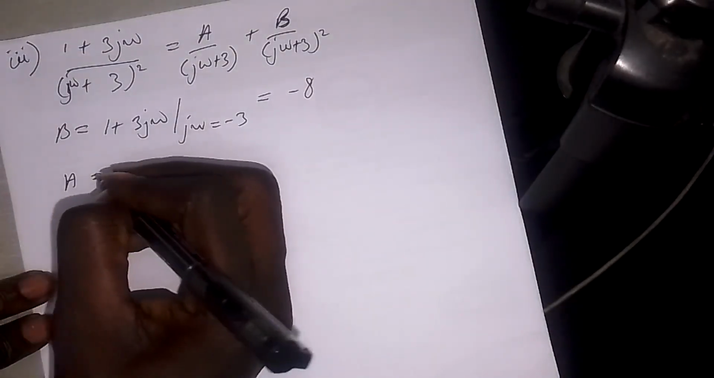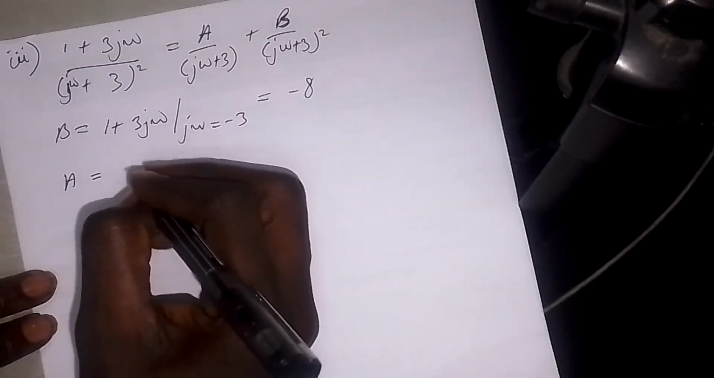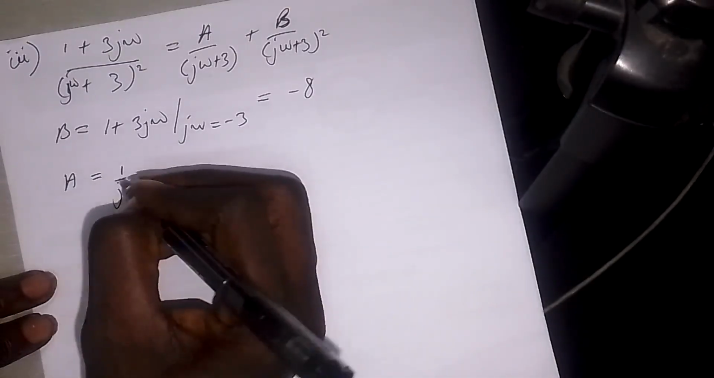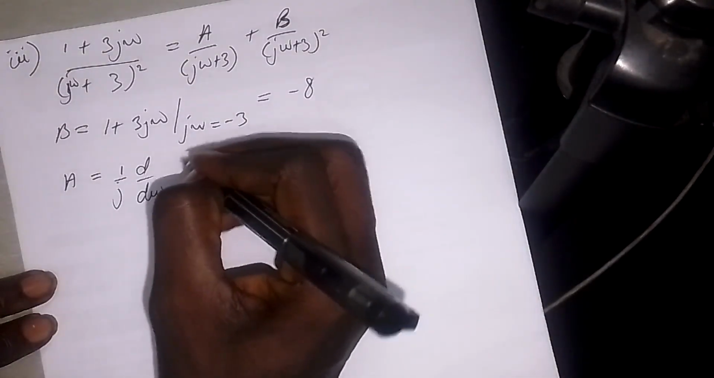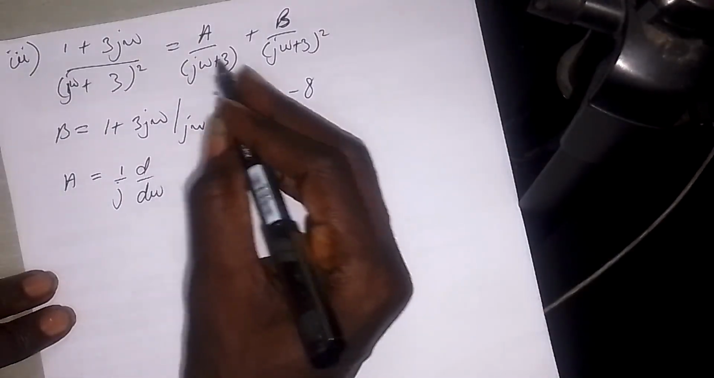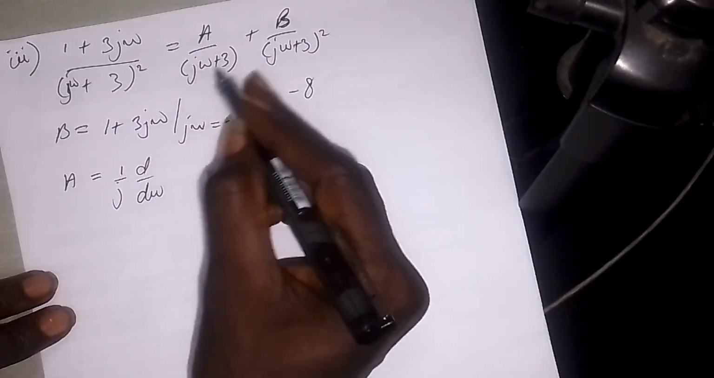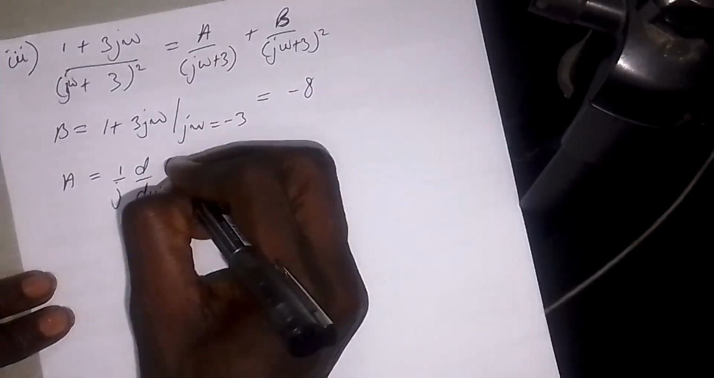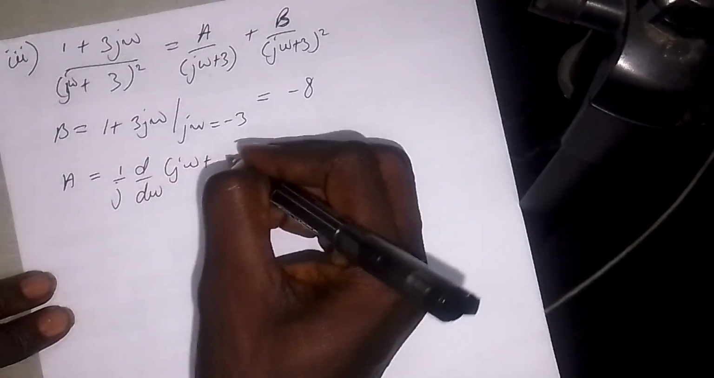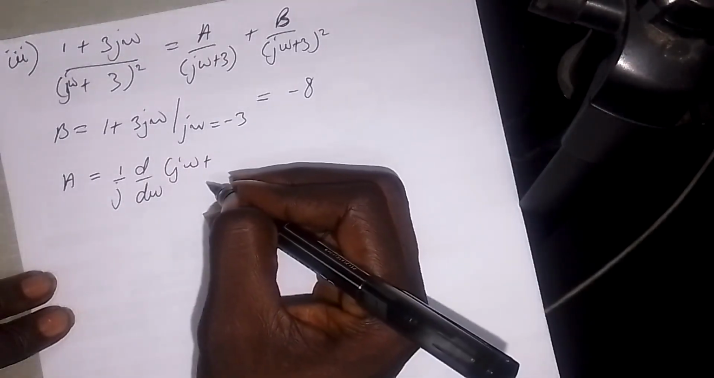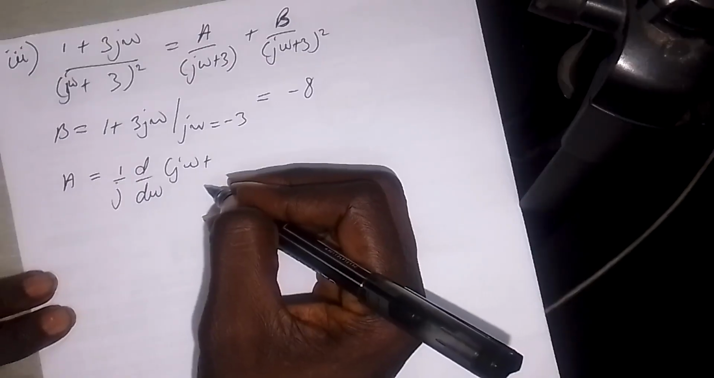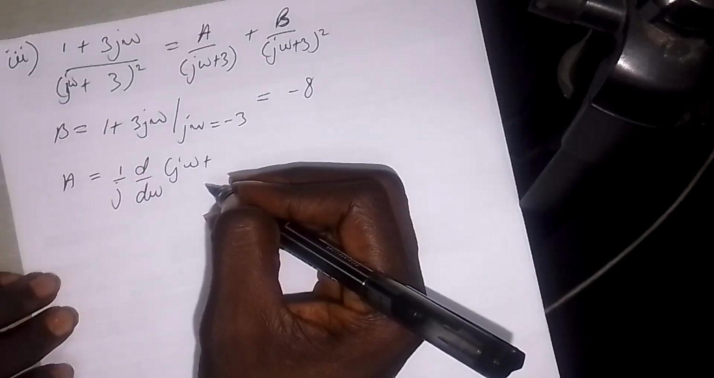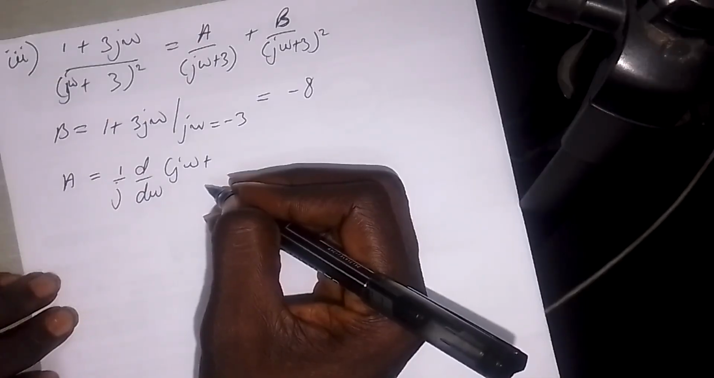So for A, what happens is that I will actually integrate it. I will write this formula 1 over j into delta of omega. Okay, then what happens is that I will integrate, I will not integrate, I will differentiate this one. Which is going to be 1 plus j omega. Okay, 1 plus j omega.